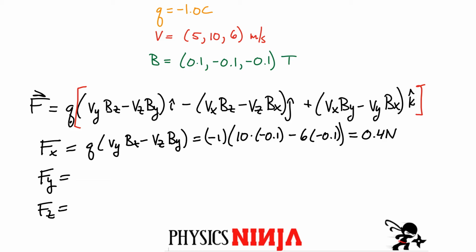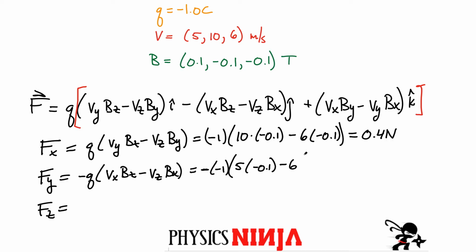For the second component, again, you're going to have a negative sign here. Let me bring that to the front. So this one becomes -Q, and then you get VxBz minus VzBx. Substitute in the components. So I get minus, and then the charge is also -1, so that becomes +1. Now you substitute in the components for this one: 5 multiplied by -0.1, minus 6 multiplied by +0.1 in this case. Again, be careful when you evaluate this. I did it, and I think I got -1.1 newtons.